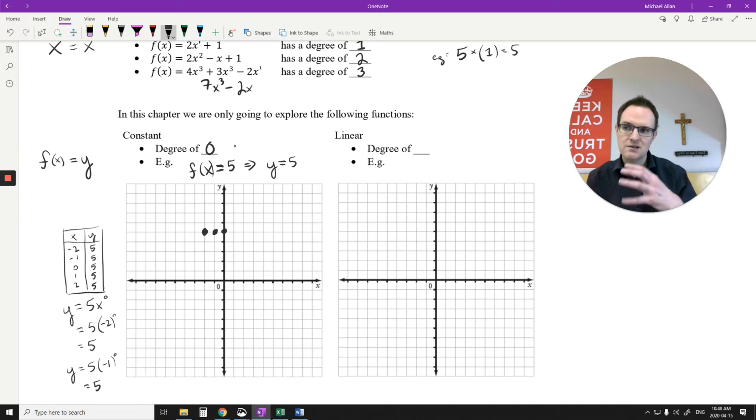That's why this graph is considered a constant function, because you only get the 1 value out. You just get the 5s. If I put any x value in there, I'd always get 5. So I get a bunch of 5s going across here. Get a bunch of 5s going across here.